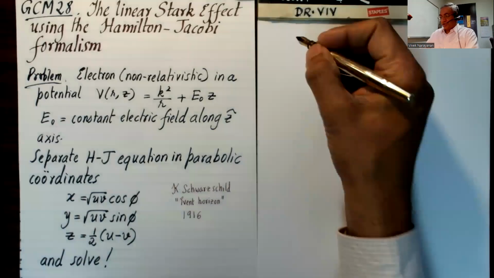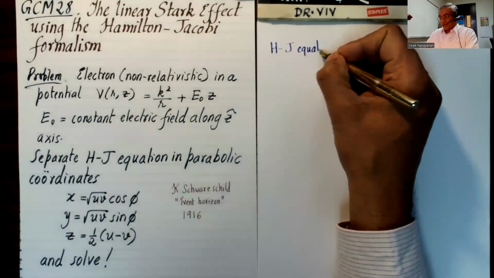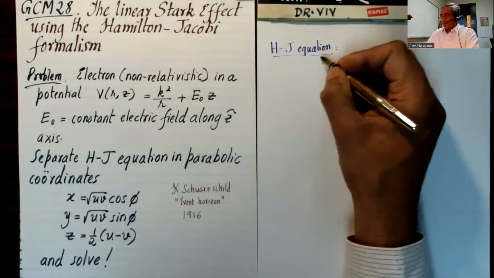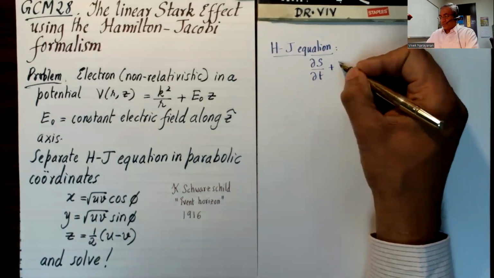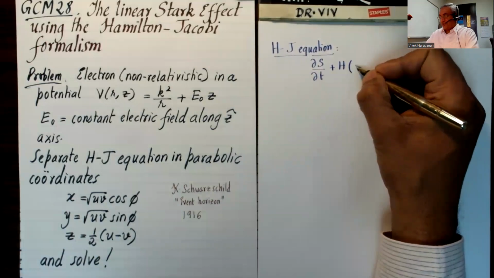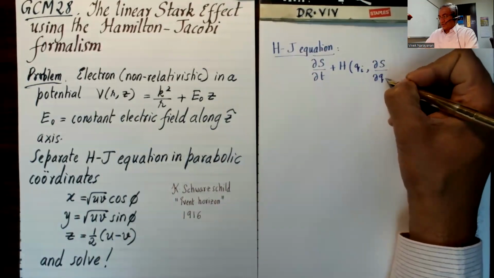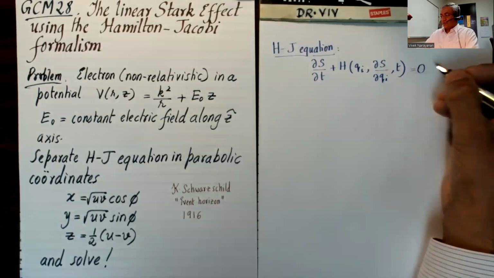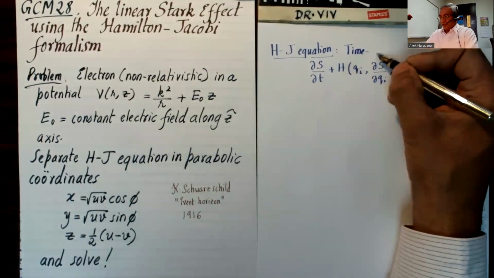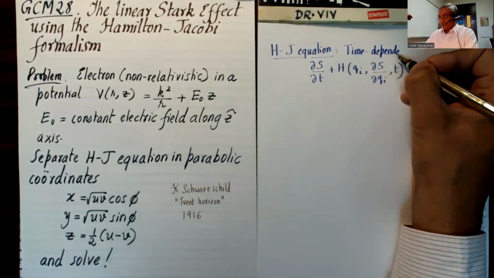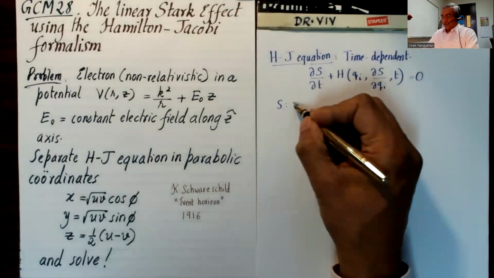The Hamilton-Jacobi equation is a partial differential equation as follows. S is some arbitrary function known as Hamilton's characteristic function. This is known as the time-dependent Hamilton-Jacobi equation because it explicitly depends on time. So S is the Hamilton's principal function.